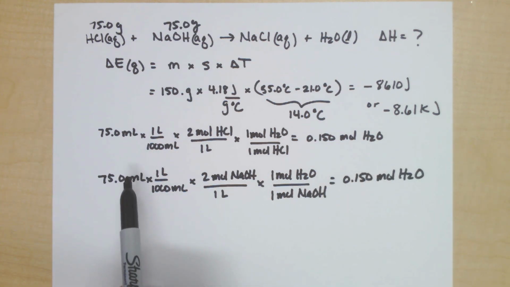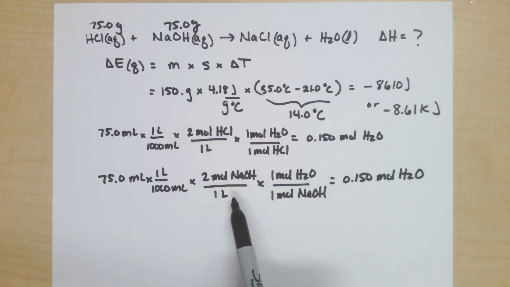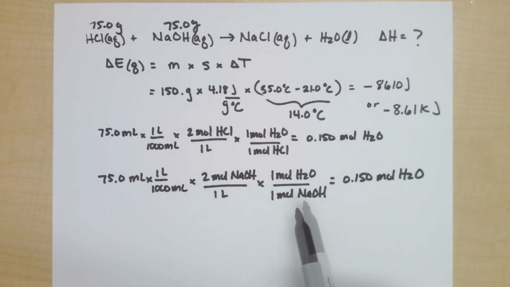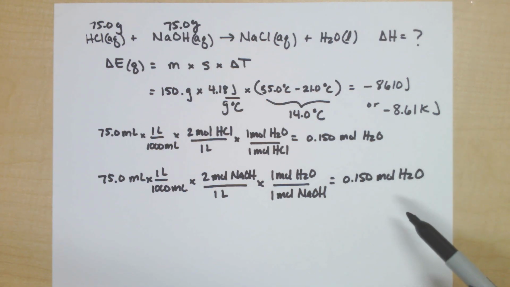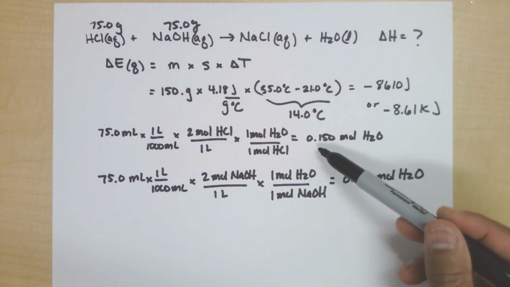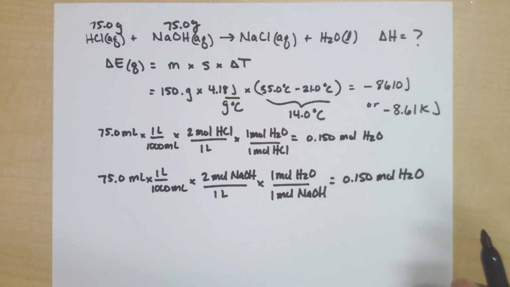You will see here we use 75 milliliters of each solution. Each solution is 2 molar. I convert here to the moles of each reactant. Then I convert to the moles of water produced. You can see that for each reactant, the moles of water produced is identical. This means there is no limiting reactant. In other words, the maximum moles of water produced for each reactant is 0.150 moles.